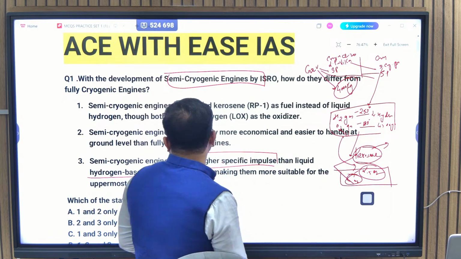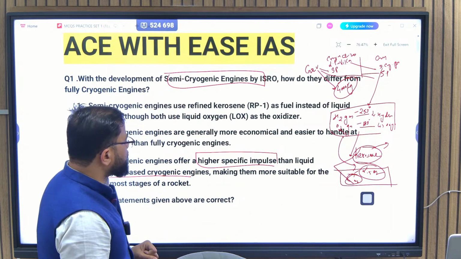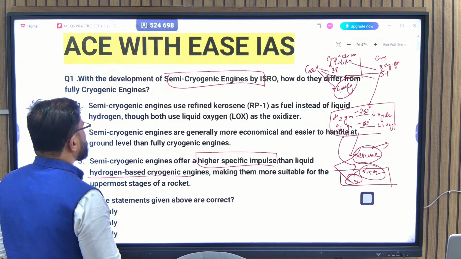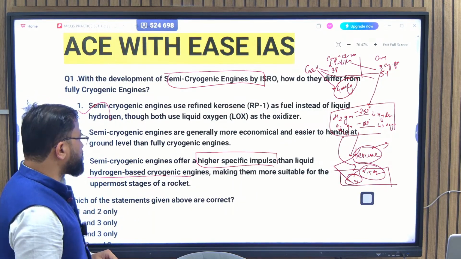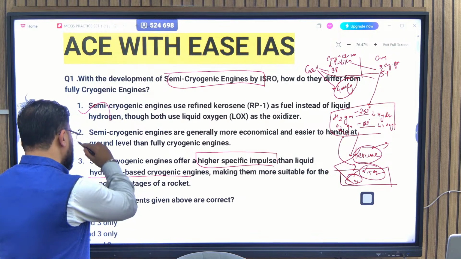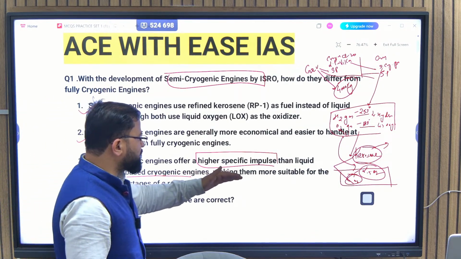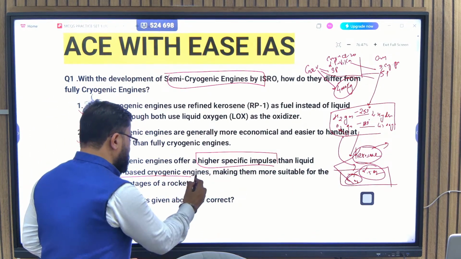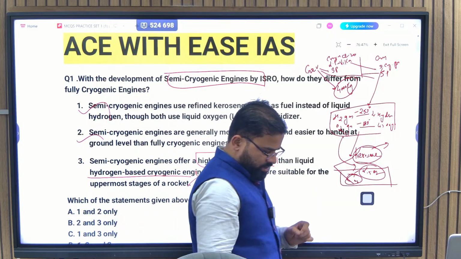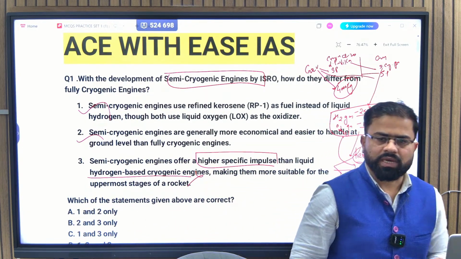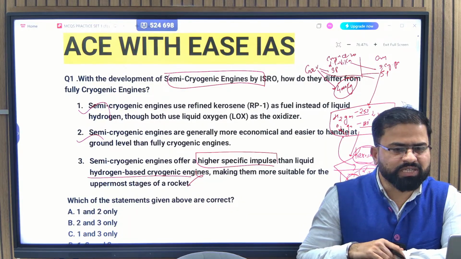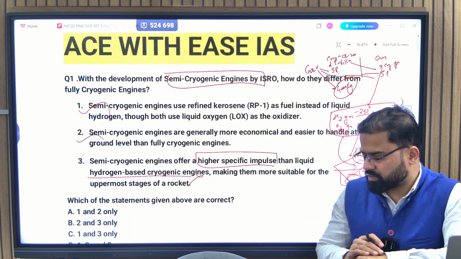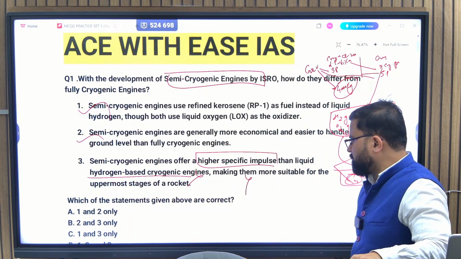Okay, so from here you can see that the semi-cryogenic engine uses refined kerosene for fuel instead of liquid hydrogen, though both use liquid oxygen. Second, what? The semi-cryogenic engine is generally more economical. True. Third, the semi-cryogenic engine offers higher specific impulse than liquid hydrogen based. This statement is wrong, because as we have already discussed in my classes, the calorific value of hydrogen is much higher than kerosene. And so this statement is wrong. So the answer will be what?